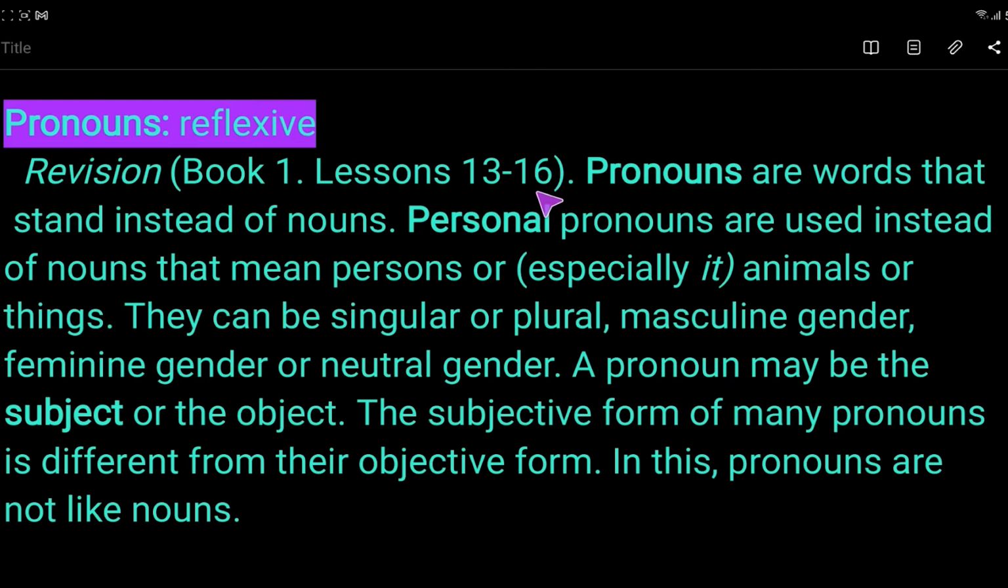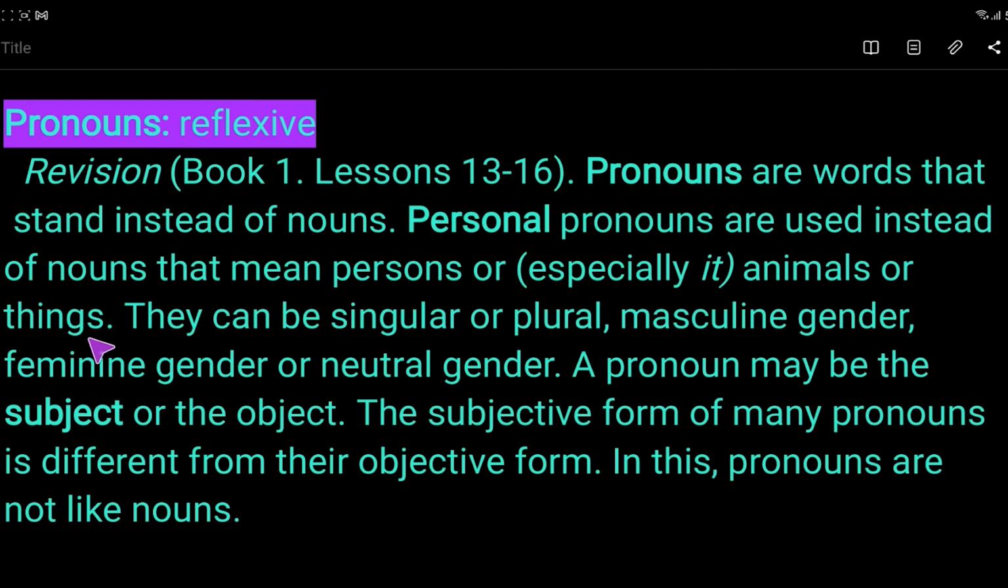There we have found pronouns, and there we learned that pronouns are words that stand instead of nouns. Besides this book, in several books we have found that a pronoun is a word which stands instead of a noun. There we have found personal pronouns, which are used instead of nouns that mean persons or, especially, animals or things.